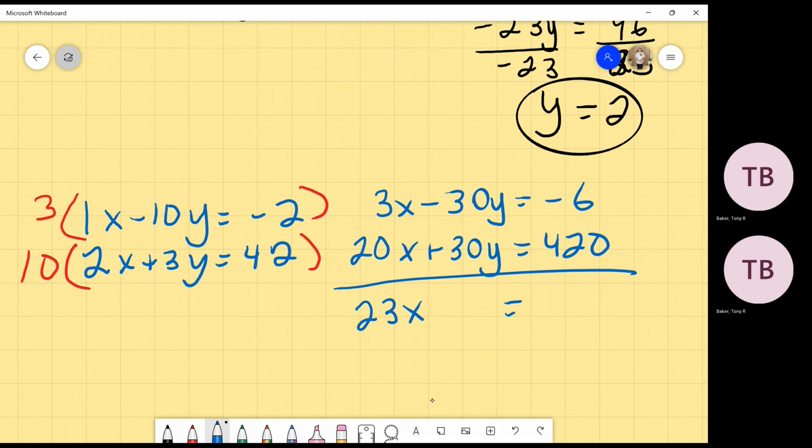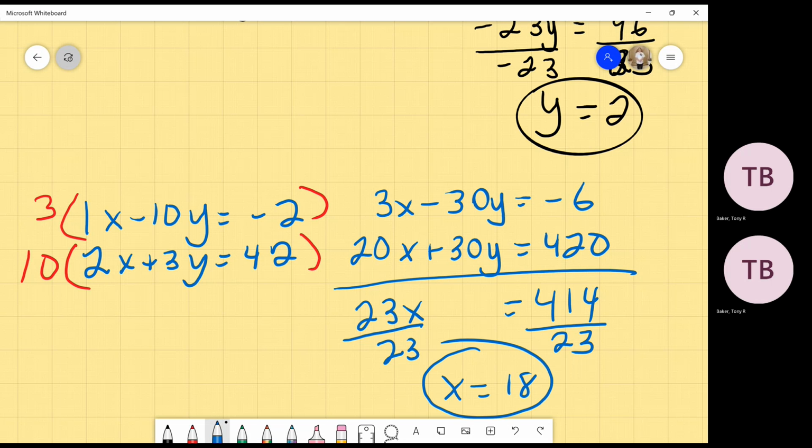So 23x equals 414, divided by 23. And I don't know that off the top of my head. I know what's wrong with me. So x equals 18, and that's my answer.